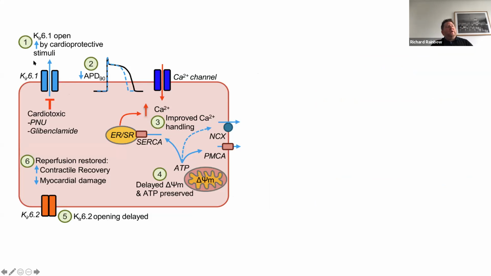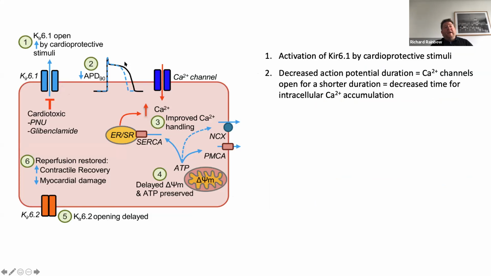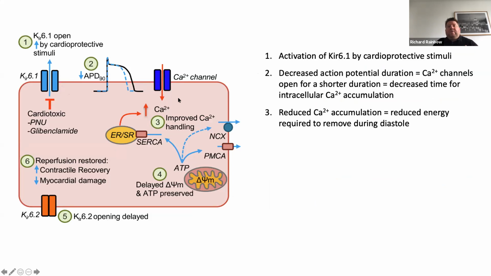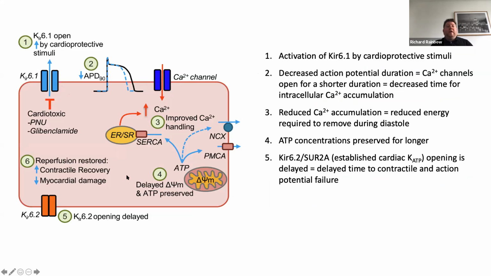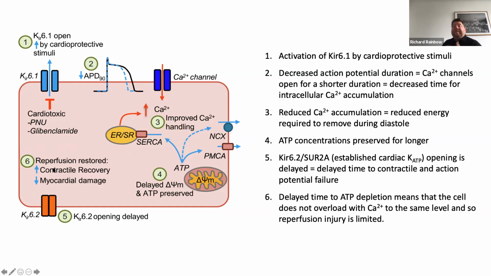So firstly, we've got Kir6.1 activity being increased. That shortens the cardiac action potential duration, gives you decreased time for calcium accumulation. That reduced calcium accumulation reduces the energy required to kick that calcium back out of the cell. So your ATP concentrations are preserved for longer inside the cell. That means it takes longer for the Kir6.2 to respond to that ATP depletion. And it means at the end that you get a delayed time to ATP depletion. The cell doesn't load as much with calcium, and so the reperfusion injury is limited.